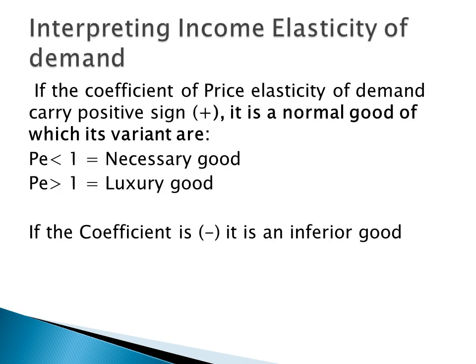In interpreting income elasticity of demand, the coefficient can carry a positive sign or a negative sign. When it carries a positive sign, it is a normal good, of which its variance can be necessary good, of which its coefficient can be less than 1, or luxurious good when the coefficient is greater than 1 but still positive. Now, the coefficient can also be negative if it is an inferior good.